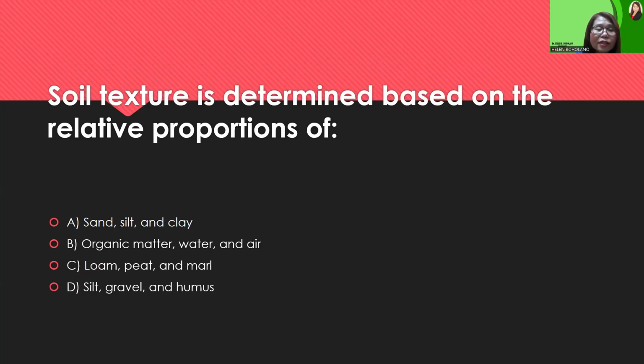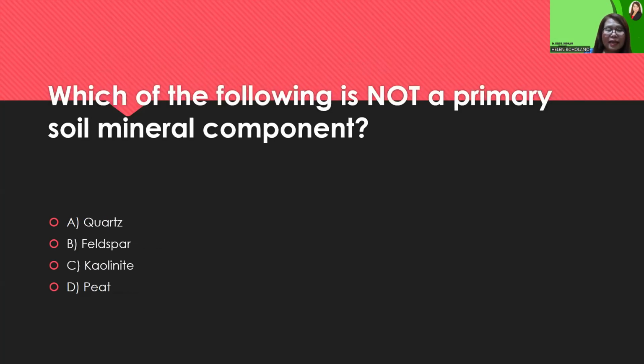Next, soil texture is determined based on the relative proportions of A, sand, silt, and clay, B, organic matter, water, and air, C, loam, peat, and marl, D, silt, gravel, and humus. Write your answer now. Okay, thank you so much. The right answer is letter A, sand, silt, and clay.